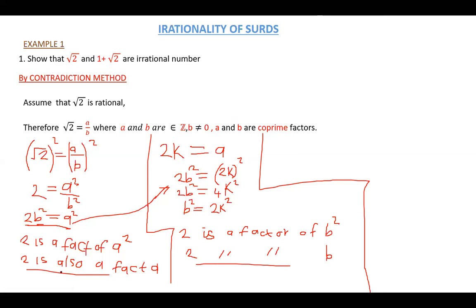So in conclusion, we are going to say, therefore, since 2 is a factor of both a and b, this contradicts with the fact that a and b are co-prime factors.